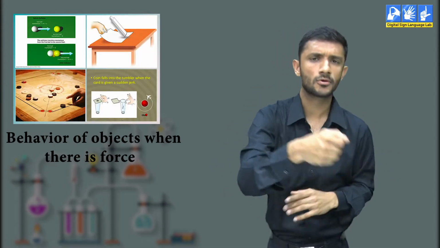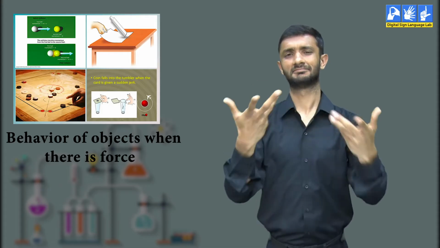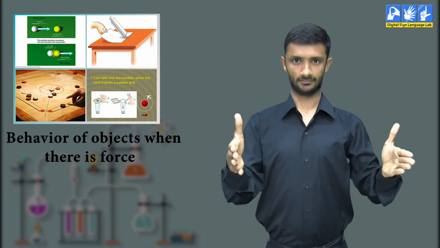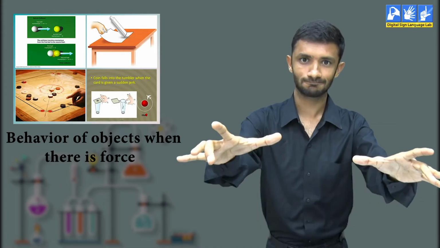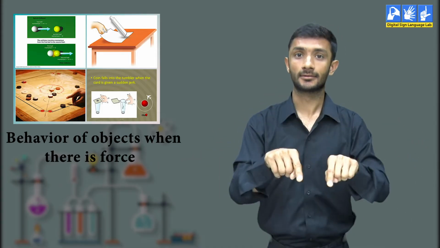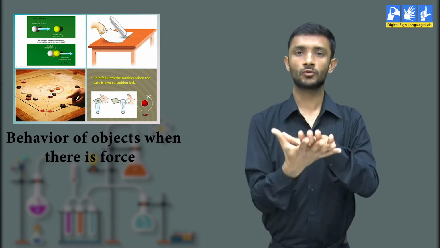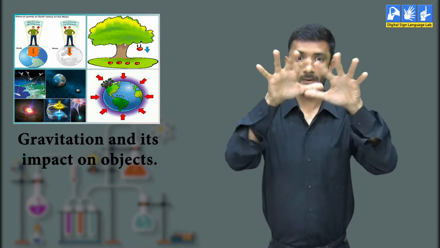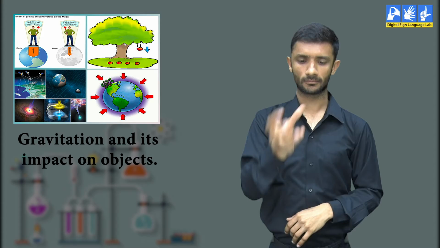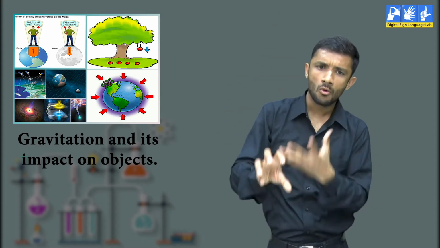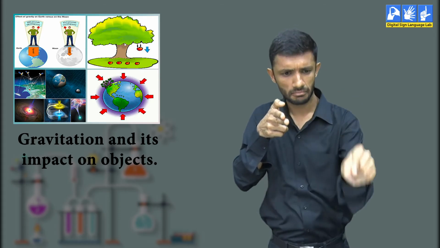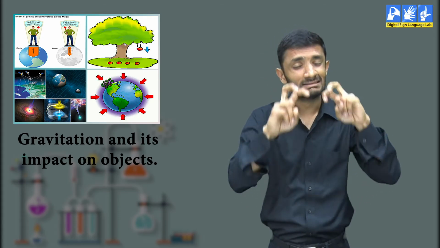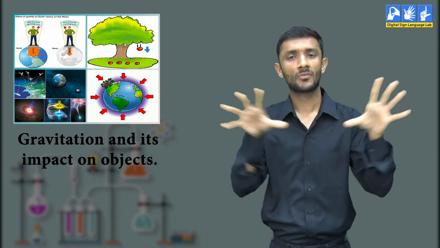Third point, the behavior of objects when there is force on them. For example, when we apply force by pushing a table, we study how it moves. And fourth point, gravitation and its impact on objects. When a ball is thrown in the air and it falls down to earth, or when we shoot a bullet and after a while its trajectory changes due to gravity. These four studies make up physics.